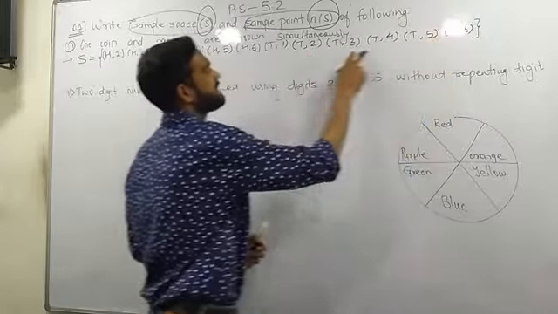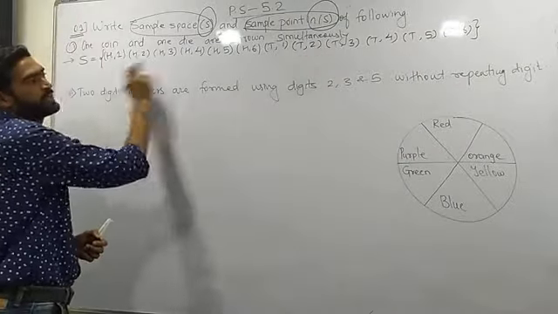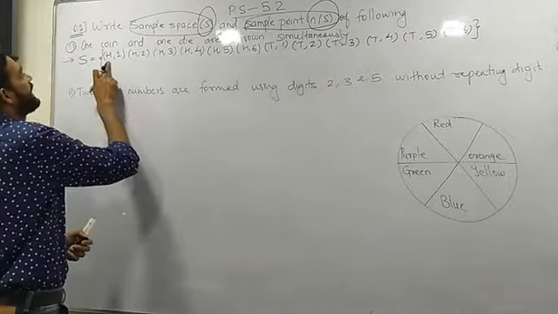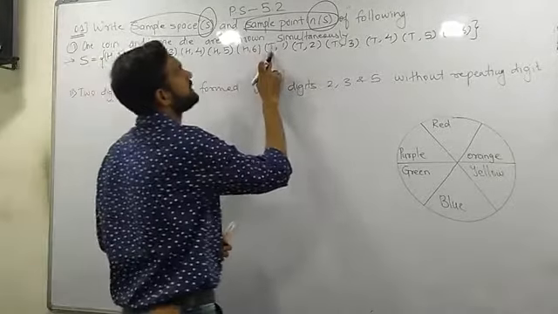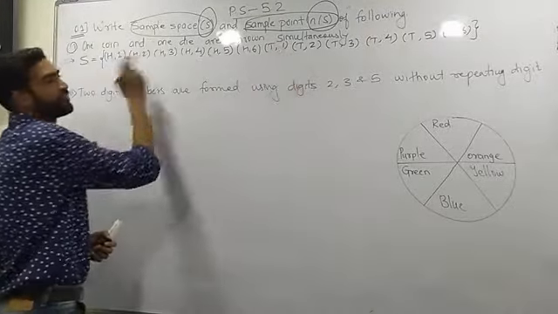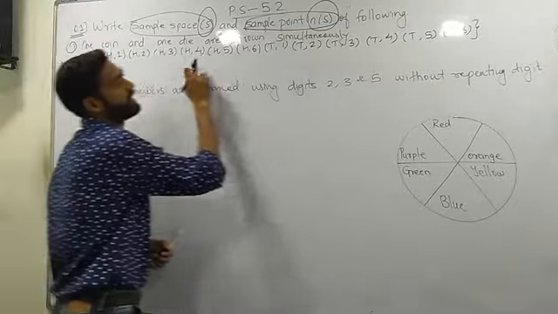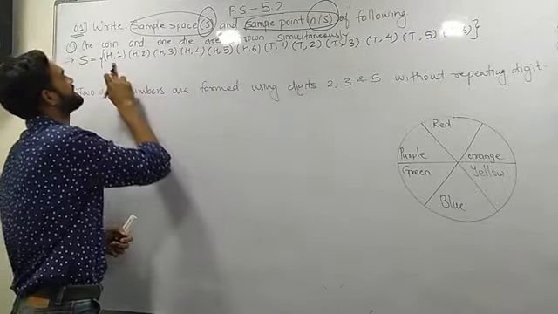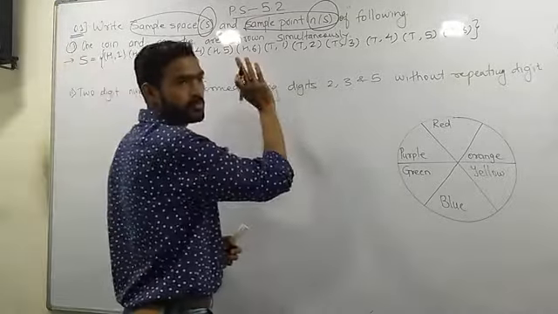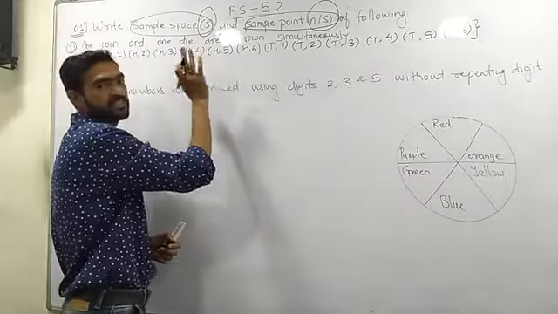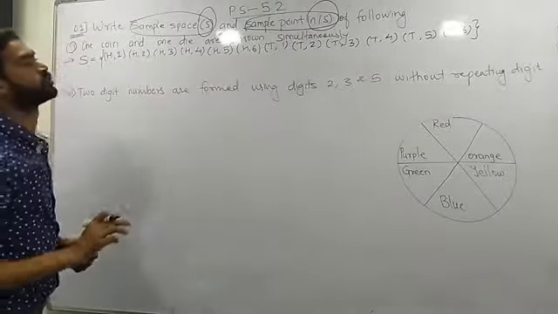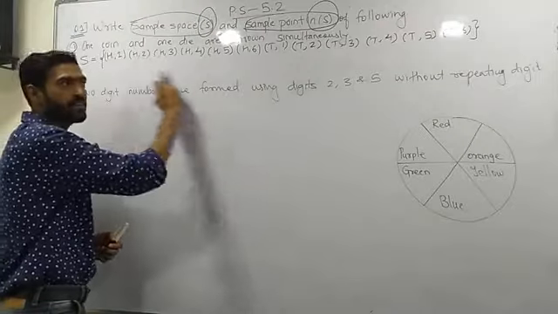Just check: is there any result which is repeating twice? Look, H1, this one T1, both are different. So none of them are repeating. Is there any result which is exactly the same? No. Every result is different from each other. So this is called the sample space.